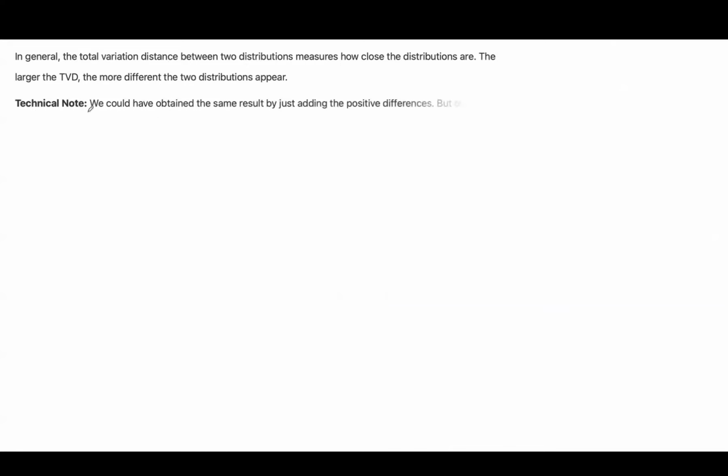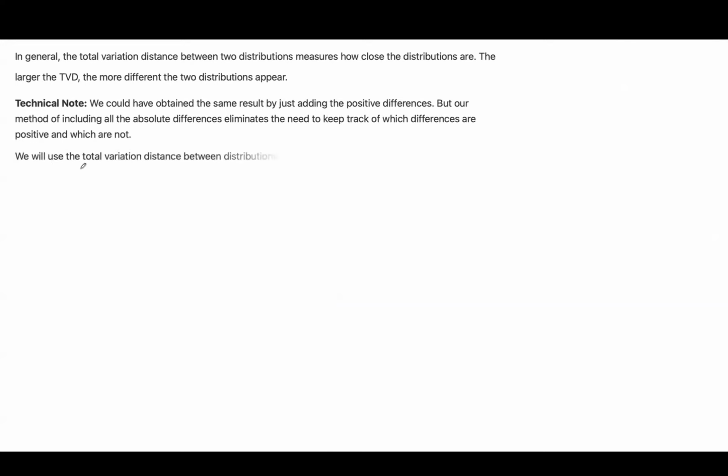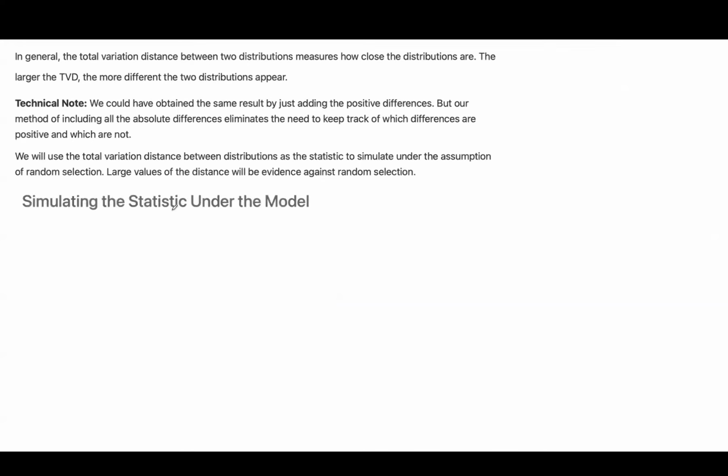Here's a technical note for you. We could have obtained the same result by just adding the positive differences, but our method of including all the absolute differences eliminates the need to keep track of which differences are positive and which ones are negative. We'll use total variation distance between distributions as the statistic to simulate under the assumption of random selection. Large values of the distance will be evidence against the random selection.